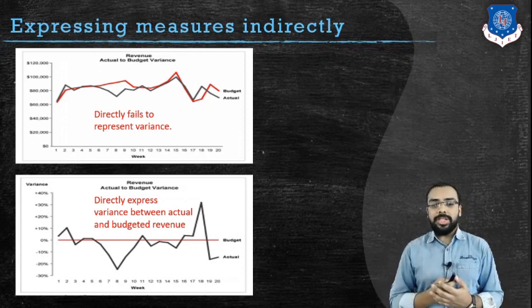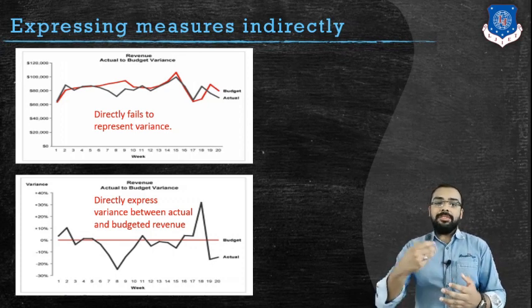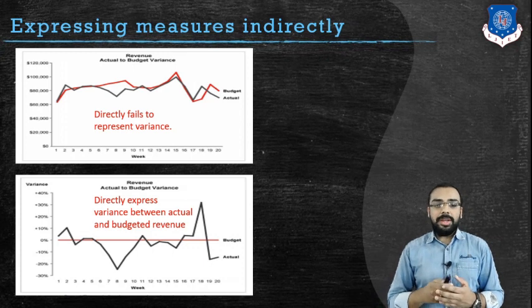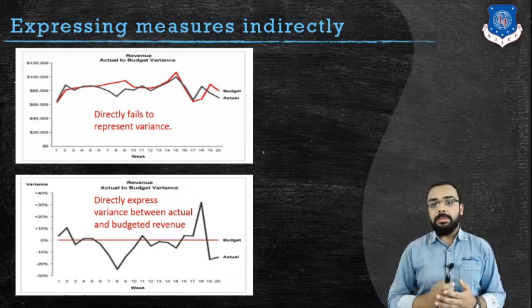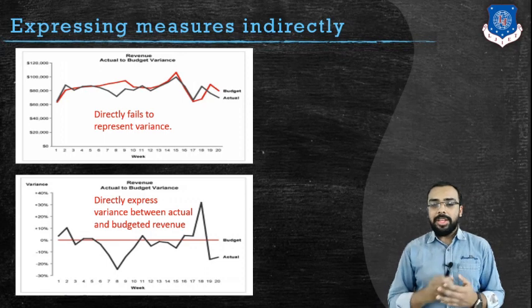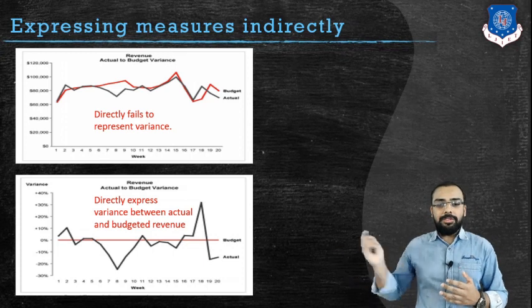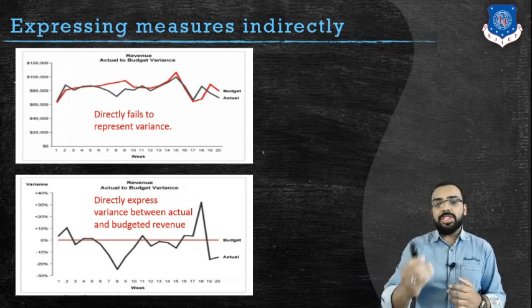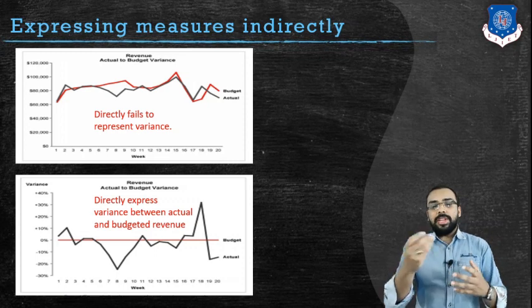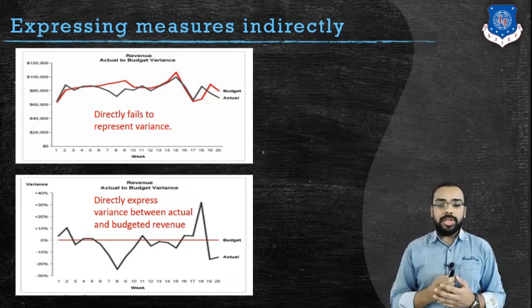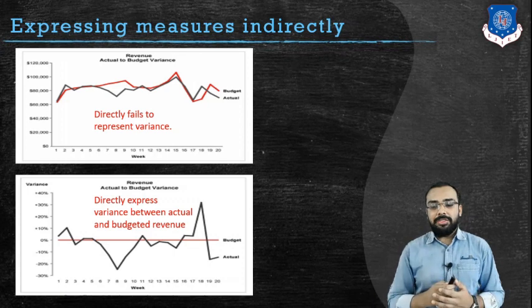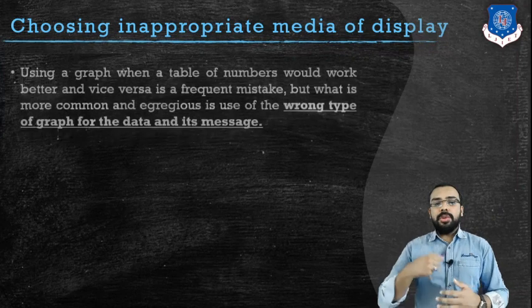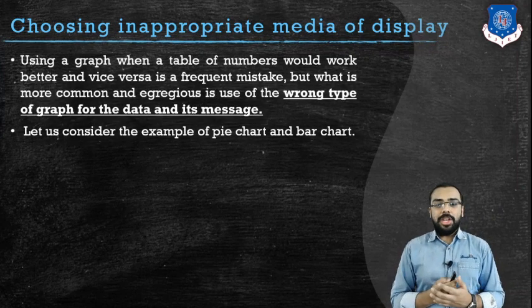So what we have to do is find the difference, or the variance, and represent it. Now if I represent that in simple numbers, it will also become difficult to compare the particular difference. So the figure at the bottom indicates the variance in the form of percentage. So now you can get a clear conclusion about how the budgeted revenue is related to the actual revenue. The next issue is choosing inappropriate media of display.